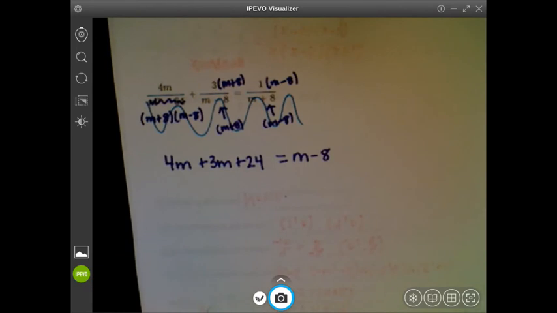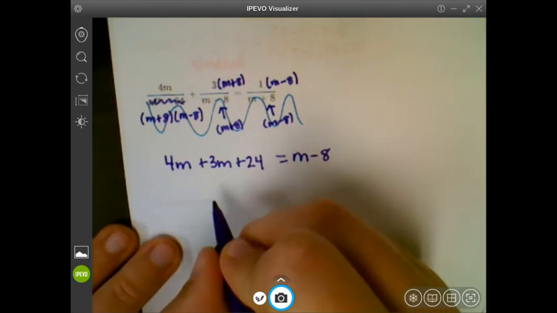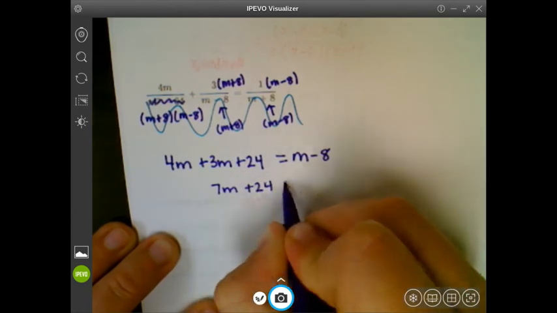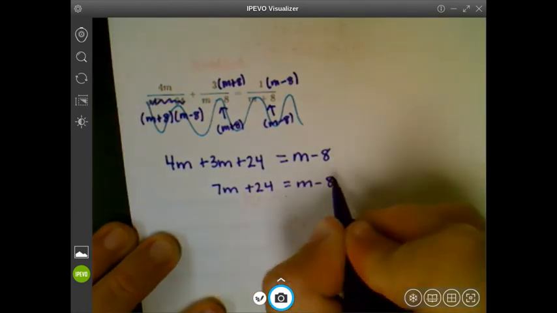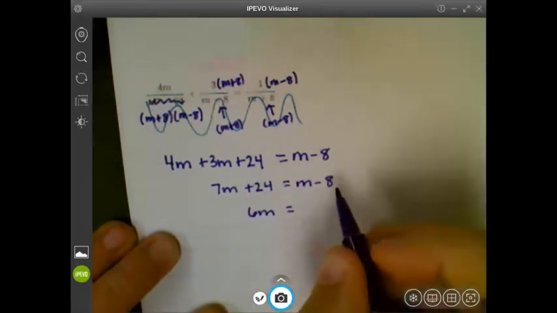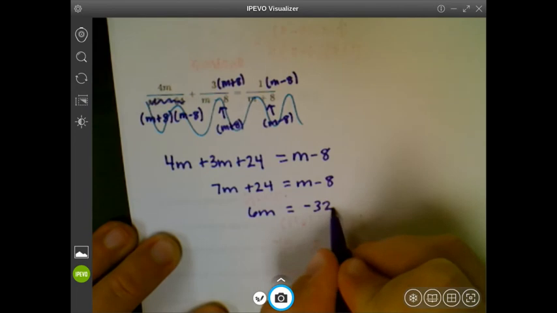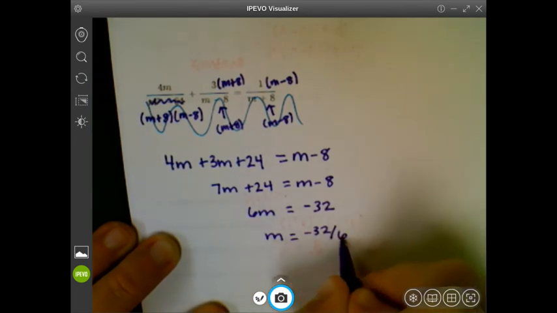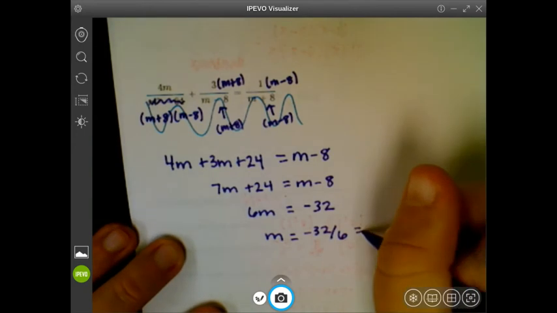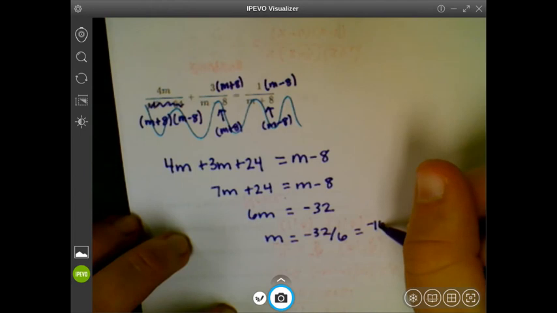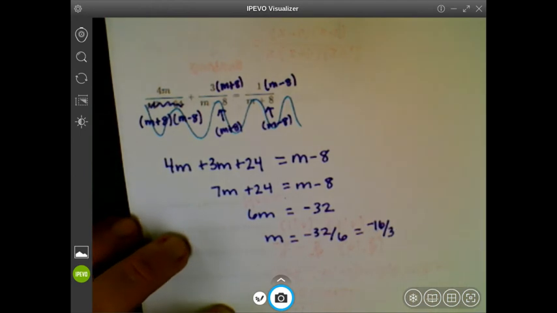And you're going to solve this equation. So we'll have 7m plus 24 equals m minus 8. I'm going to move my m's over here. So 6m equals, and I'll move that one over there, negative 32. So m is negative 32 over 6, which does simplify. They both have a 2. So negative 16 over 3.